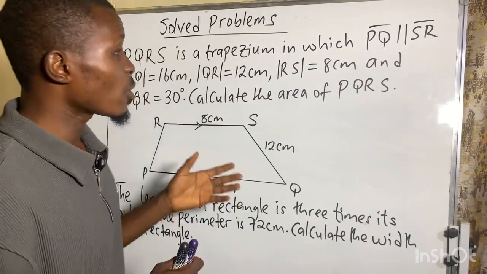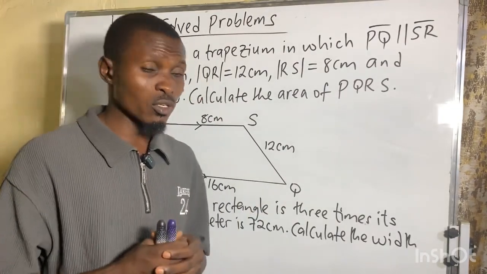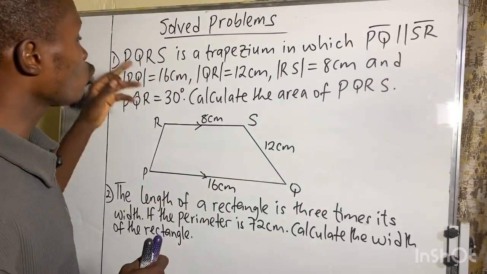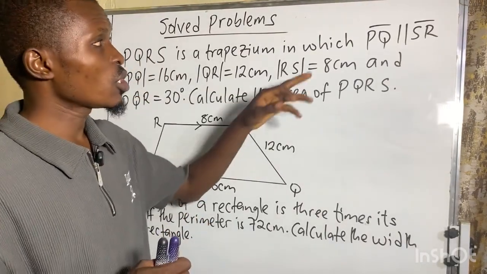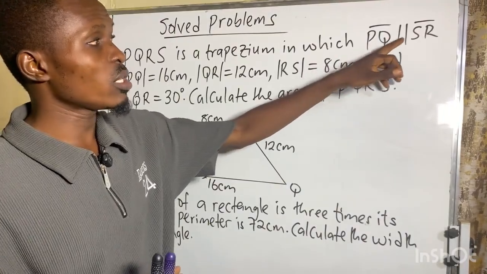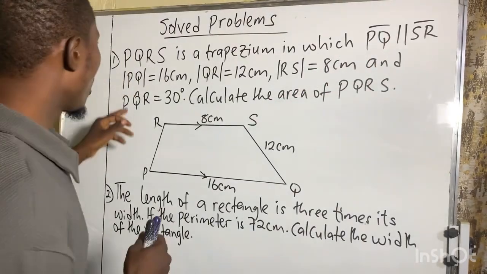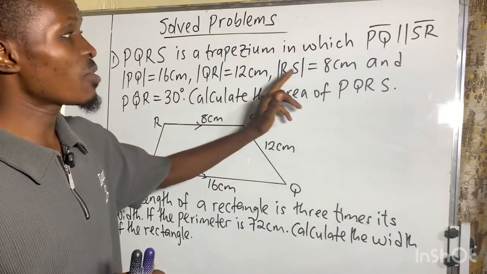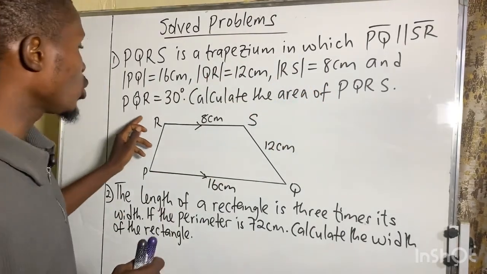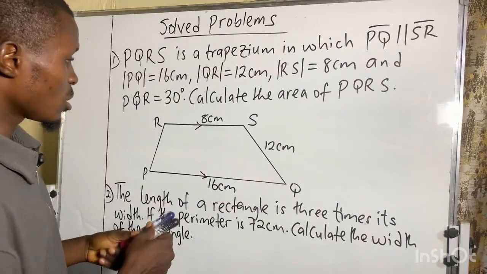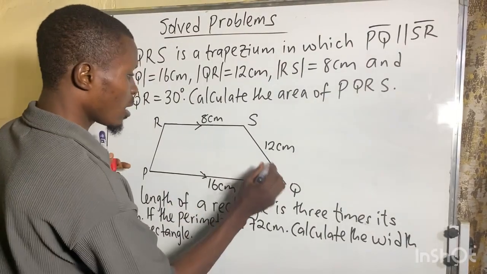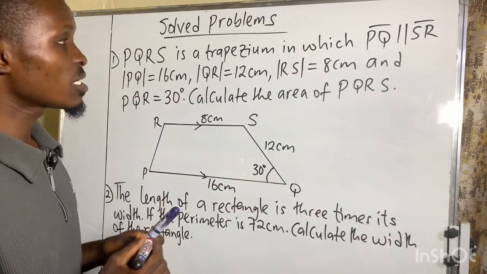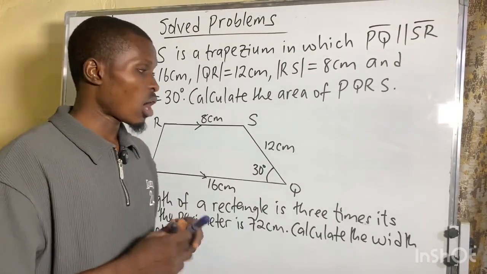All right, here we're going to be looking at 5 sets of questions. On the board, I have just 2. Number 1 says PQRS is a trapezium in which PQ is parallel to SR. PQ is 16 centimeter, QR 12 centimeter, RS is 8 centimeter, and PQR is 30 degrees. Calculate the area of PQRS.